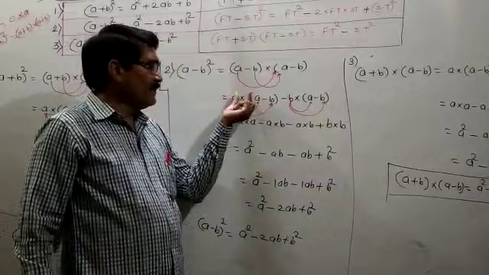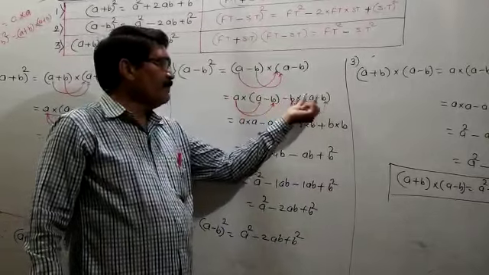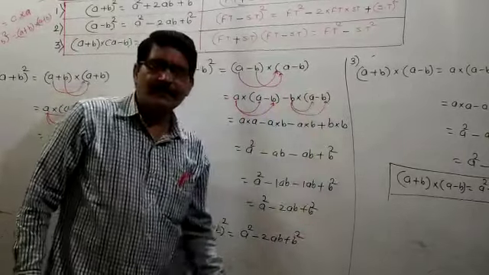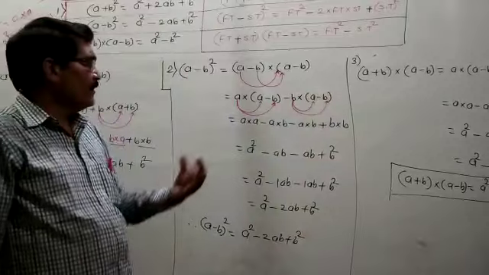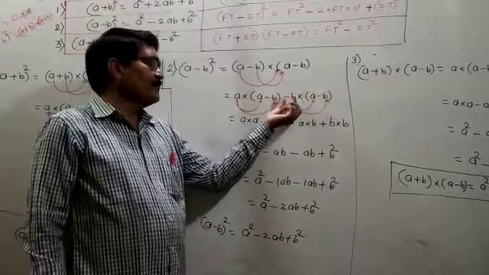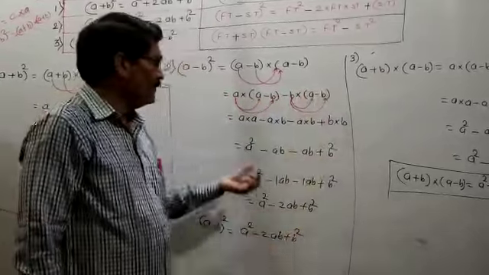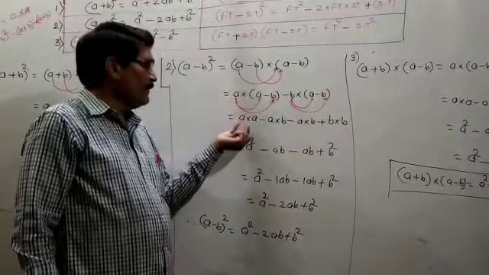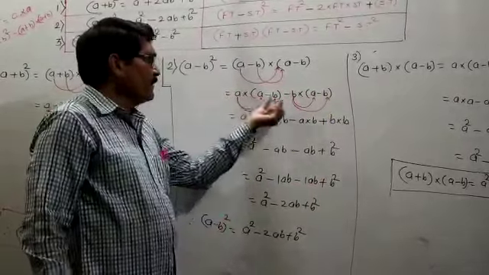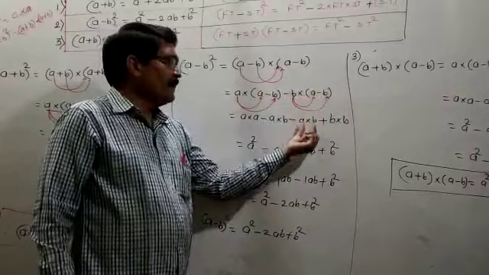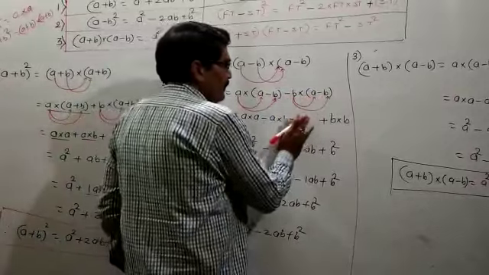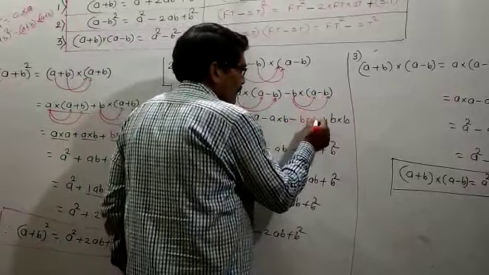Means a will multiply with a, a will multiply with b, b will multiply with a, b will multiply with b. This is the distributive law. Distribute a in between (a minus b), distribute b between (a minus b). Then you have to do the product, a multiplied by a here, then a multiplied by b is equal to ab, otherwise you have to write b multiplied by a.